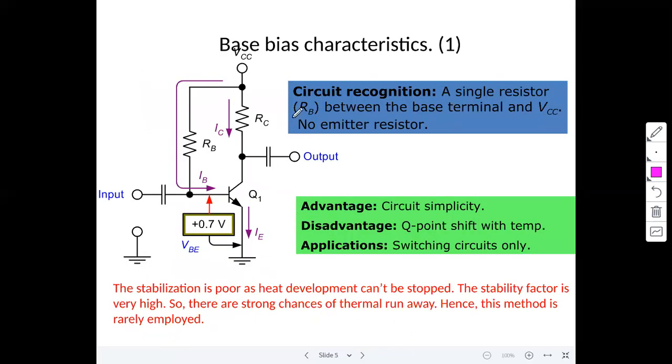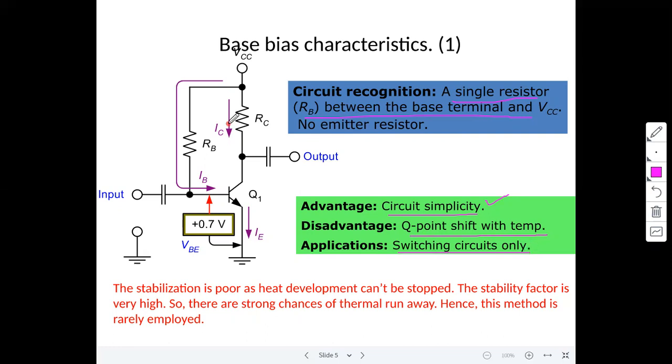Okay, now the final conclusion of base bias circuit characteristics. Observe the circuit here. It requires only one resistor, RB, a single resistor between the base terminal and VCC. There is no extra resistor. The advantage is the circuit's simplicity, and the disadvantage is that the Q point shifts with temperature. The main application is not amplifiers.